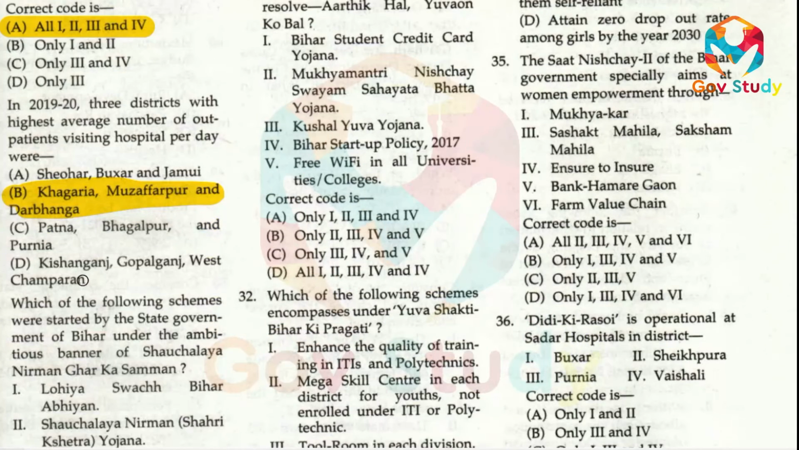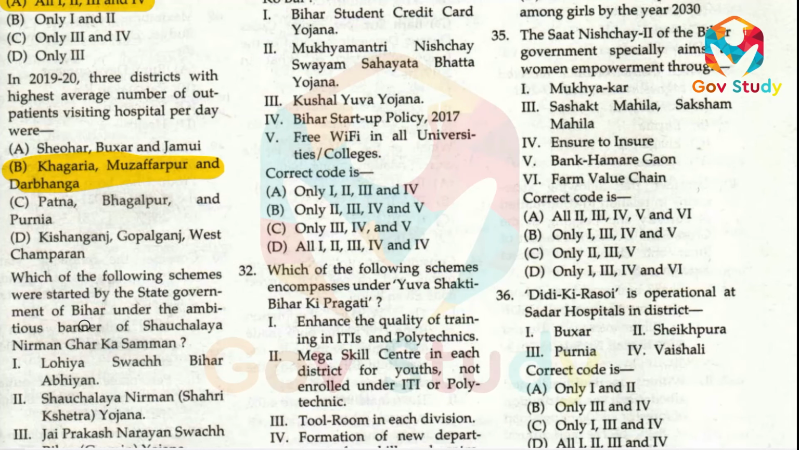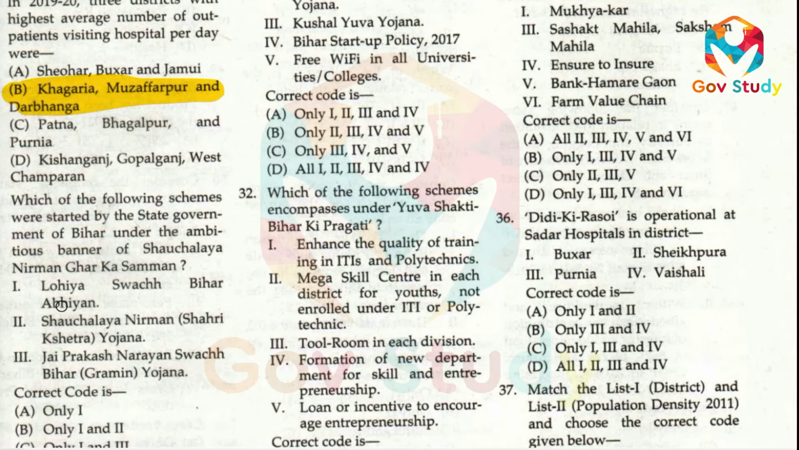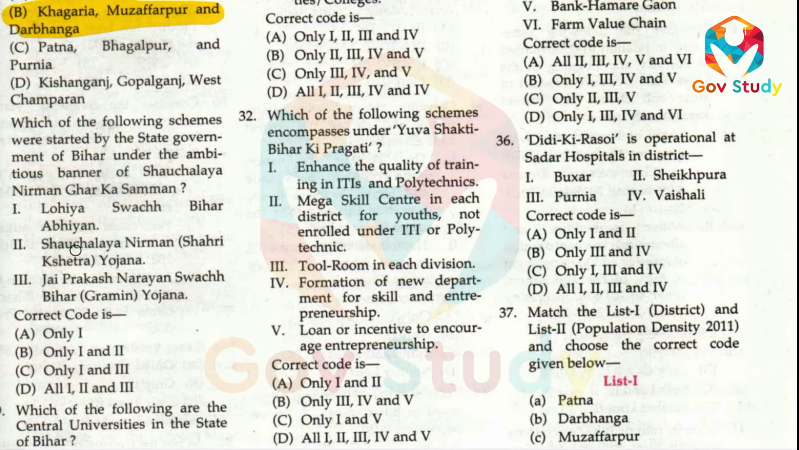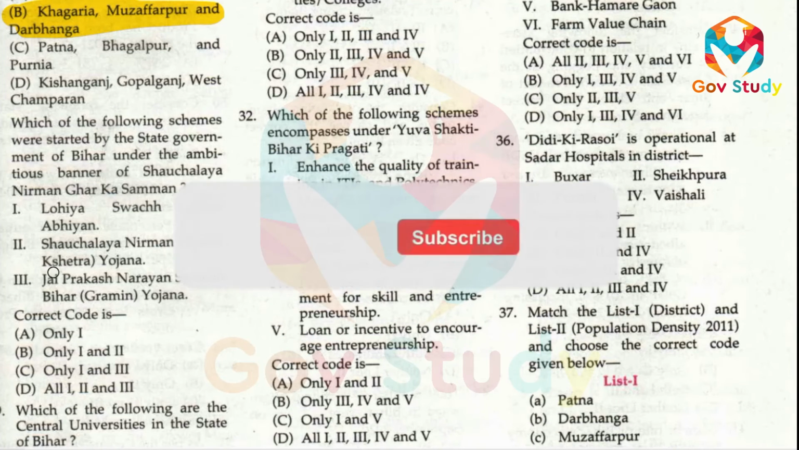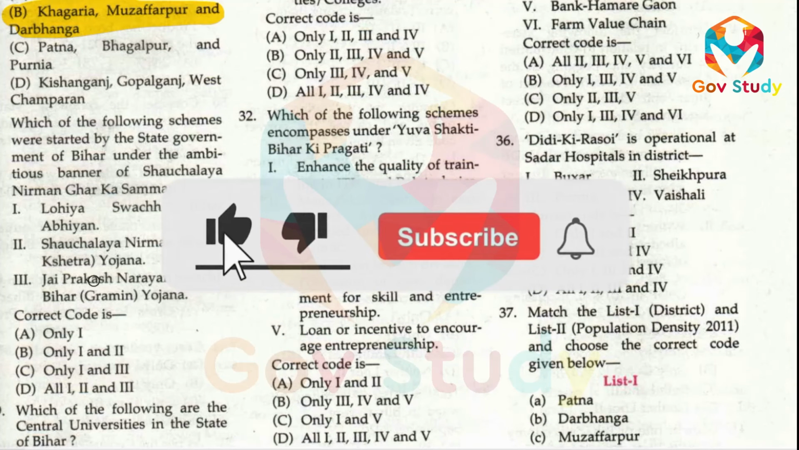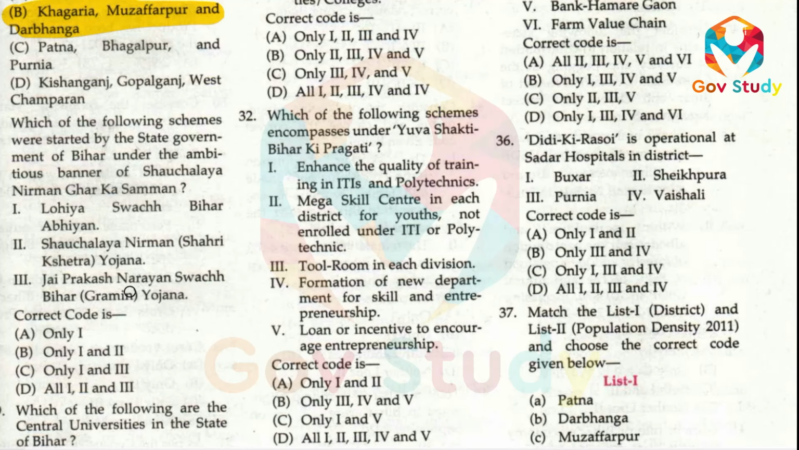Next question. Which of the following schemes were started by the state government of Bihar under the ambitious banner of Shauchalaya Nirman, Ghar Ka Samman? Lohiya Swachh Bihar Abhiyan, Shauchalaya Nirman Shahri Kshetra Yojana, Jay Prakash Narayan Swachh Bihar Gramin Yojana. Correct answer is B, only options 1 and 2 are correct.